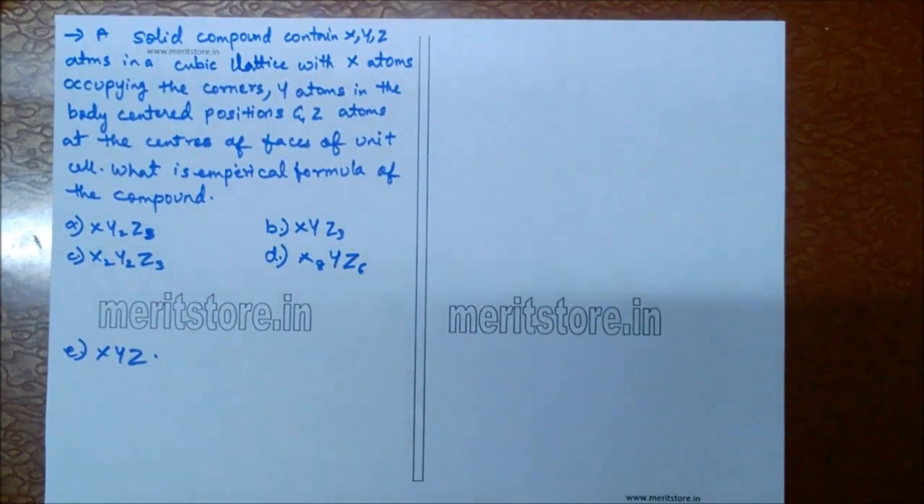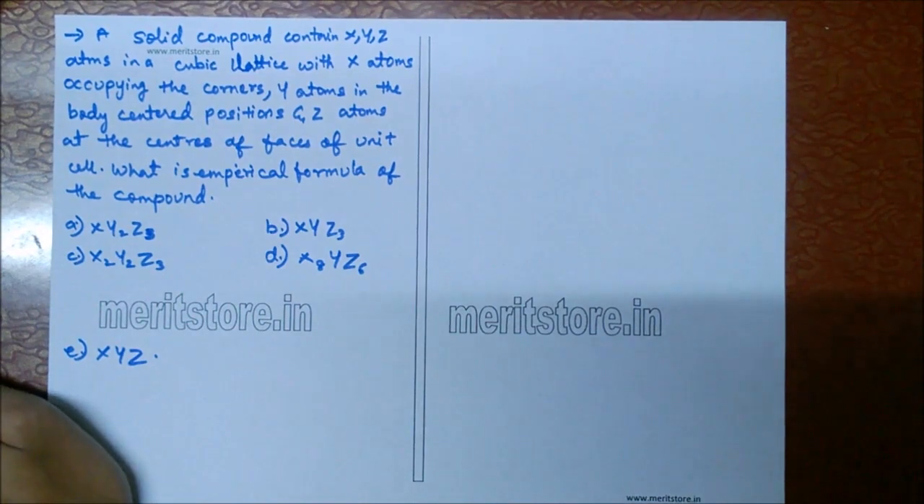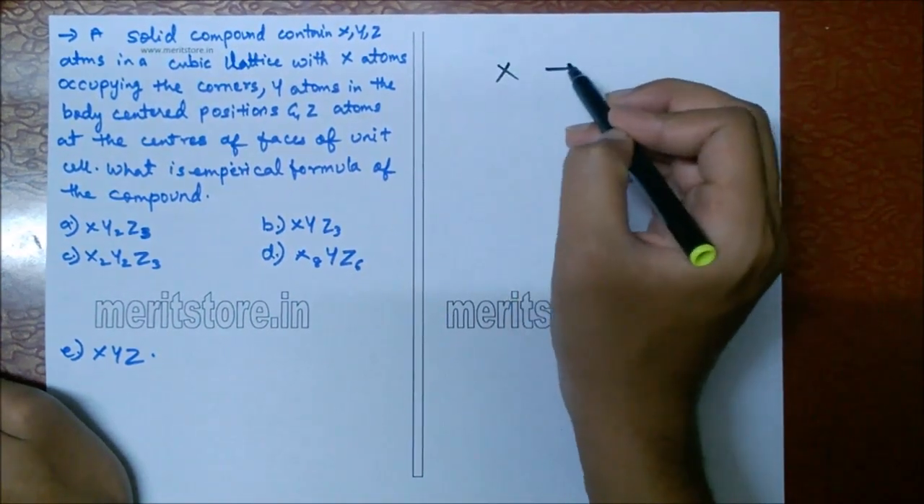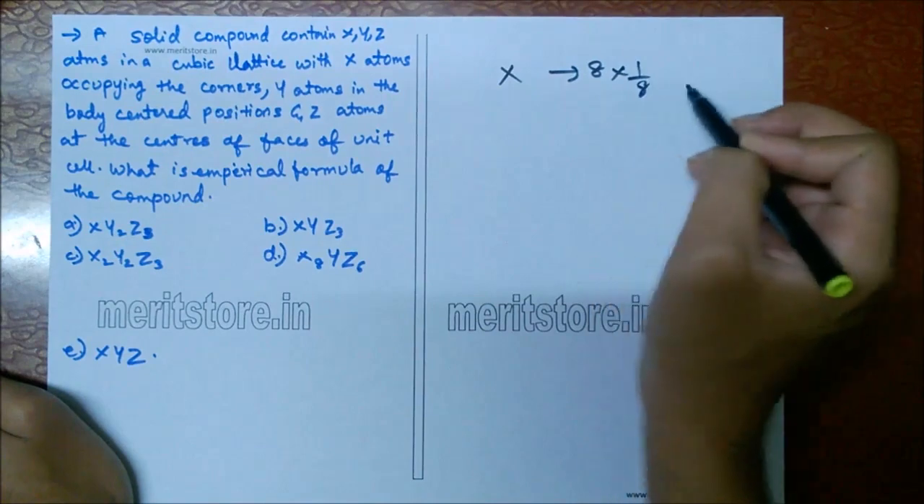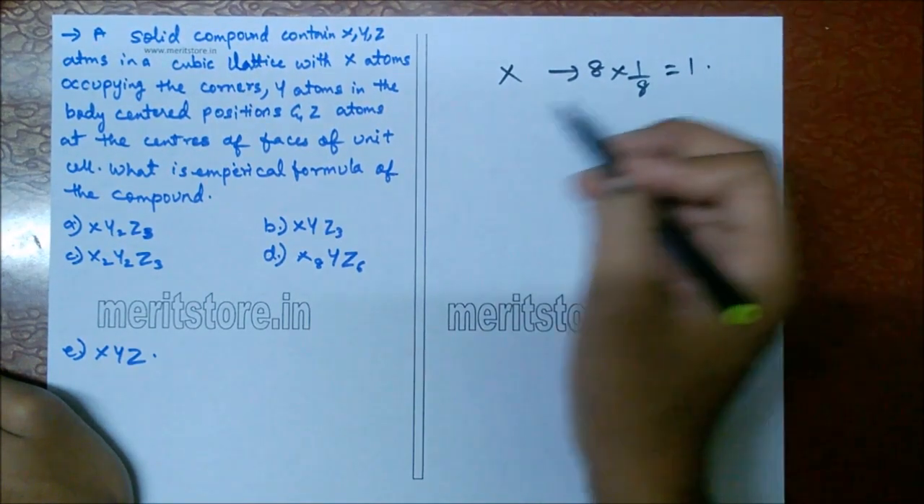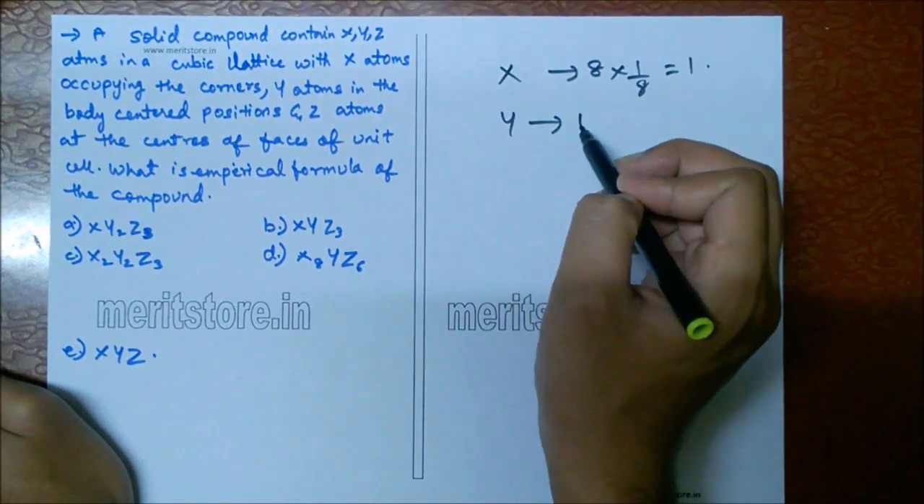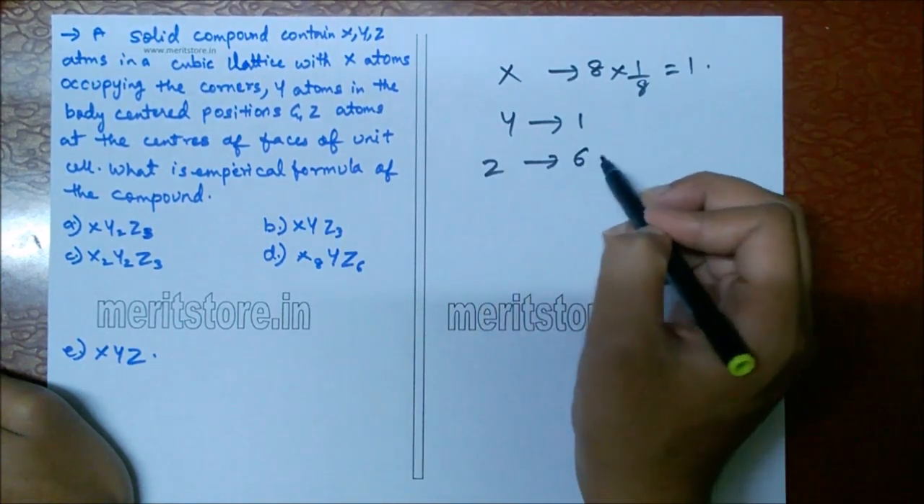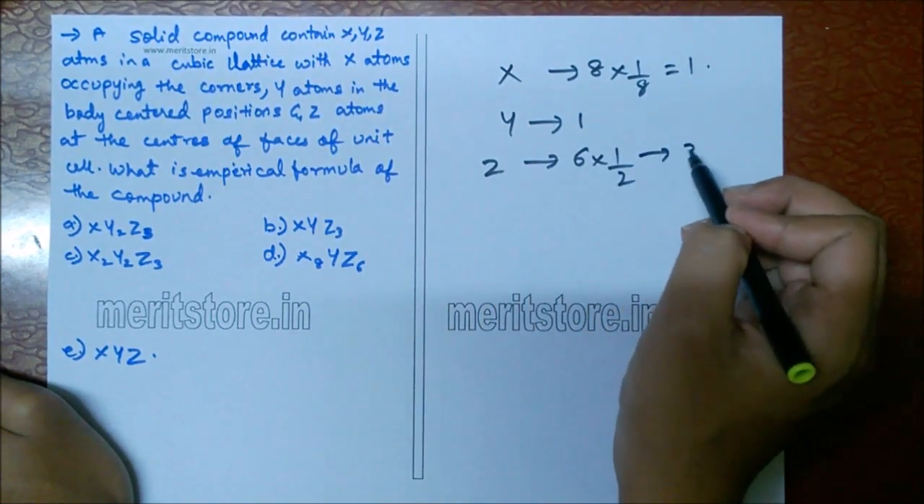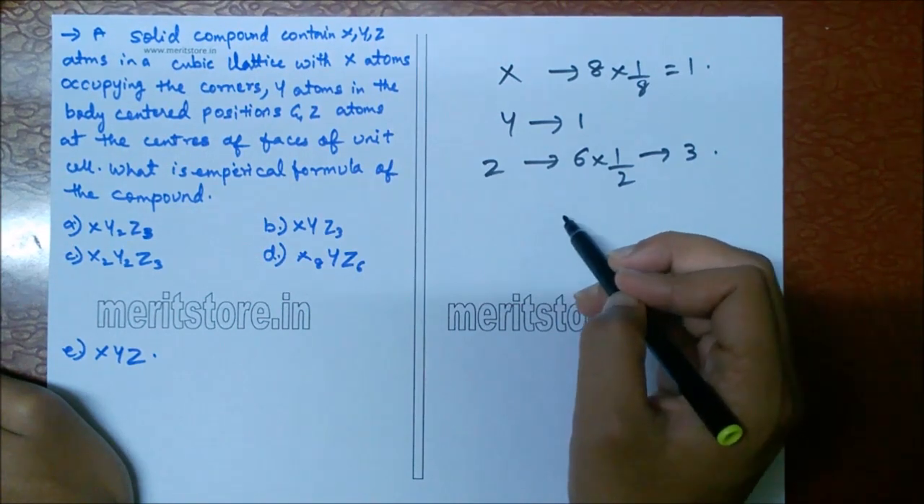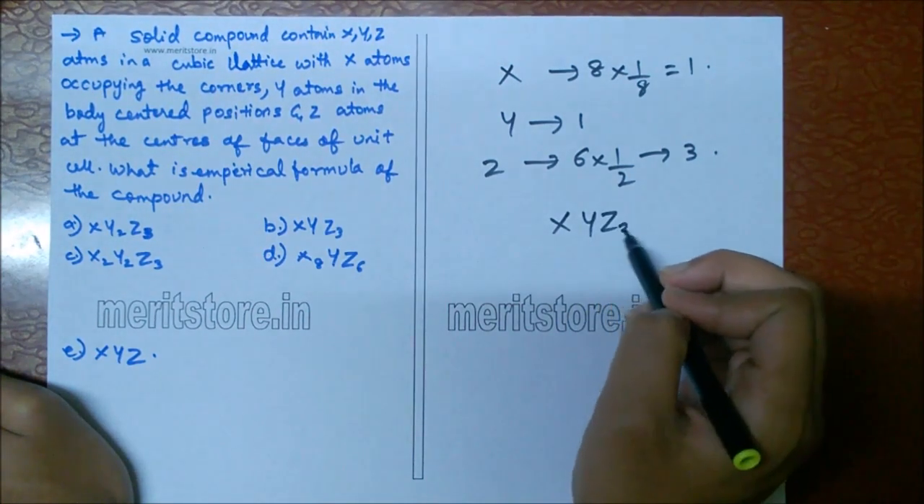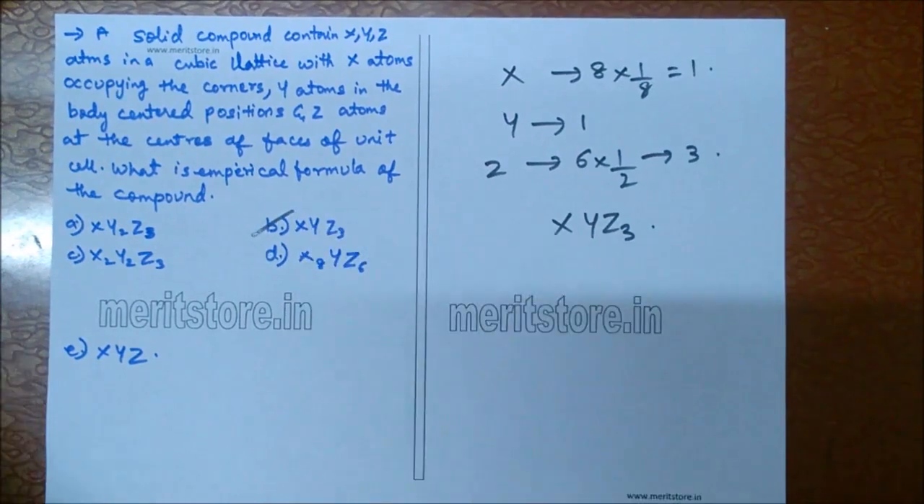A solid compound contains X, Y, Z atoms in a cubic lattice with X atoms occupying the corners, Y in the body centered position and Z atoms at the center of the faces of the unit cell. What is the empirical formula of the compound? Atom X per unit cell is 8 into 1 by 8, which is equal to 1. Atom Y per unit cell is body centered, 1. Z per unit cell is equal to 6 into half, that is face centered, which is equal to 3. So the formula of the compound is XYZ3. Option B is the correct answer.